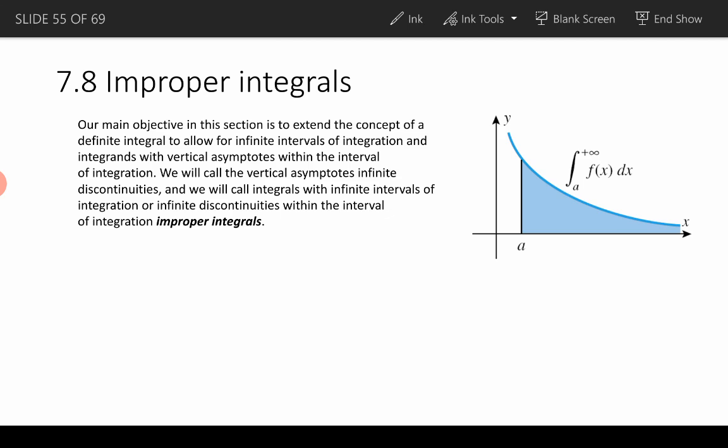Our main objective in this section is to extend the concept of definite integral to allow for infinite intervals of integration and integrands with vertical asymptotes within the interval of integration. We will call the vertical asymptotes infinite discontinuities, and we call these integrals, with infinite intervals of integration or infinite discontinuities within the interval of integration, improper integrals. So now we are going to discuss improper integrals.